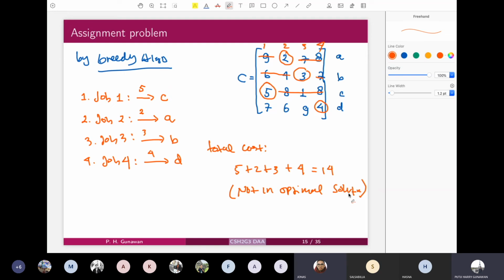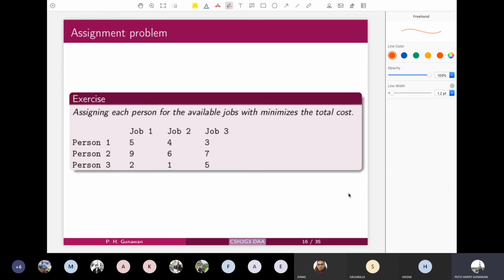I will call your name to solve this problem. For instance, you have person 1, 2, 3, and job 1, job 2, and job 3. Find the solution using the greedy algorithm.